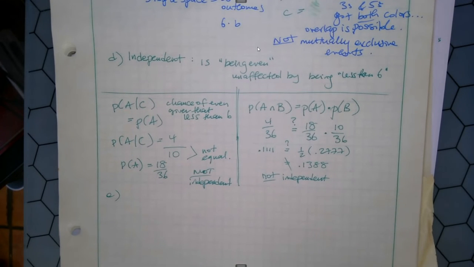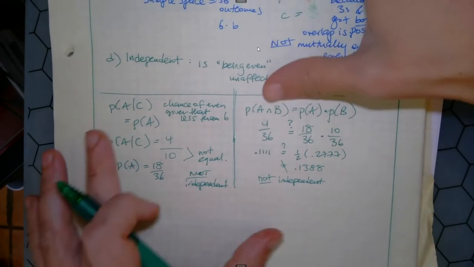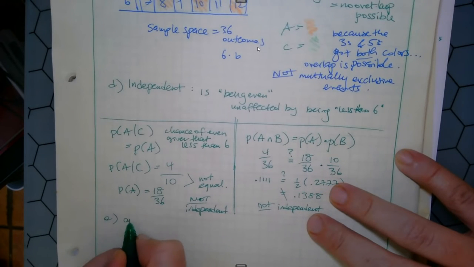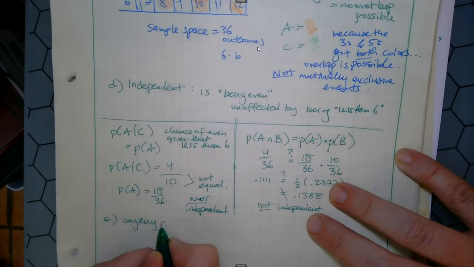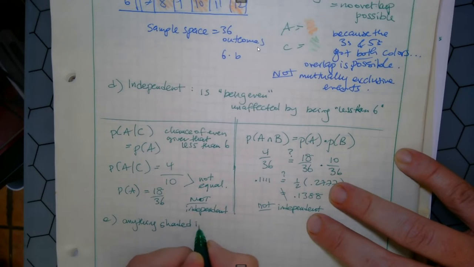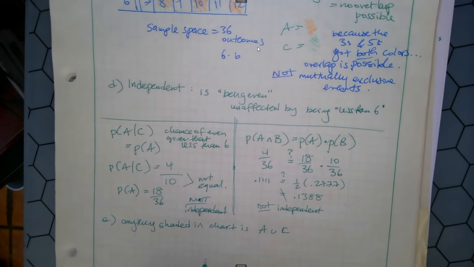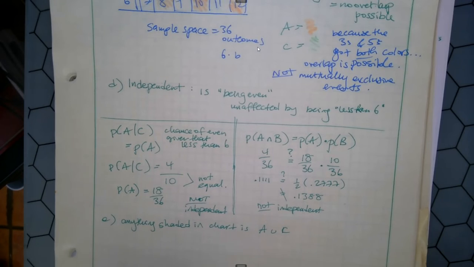Find the union of A and C. So find all of the events that are either even or less than 6. So I'm just going to refer you to usually anything that got shaded is the union. Right? So we're going to say anything shaded in the chart is A union C. So either even or less than 6. And I'm not going to list it out. It's pretty long.